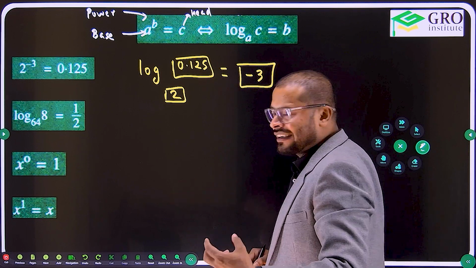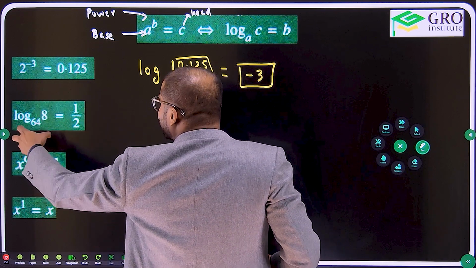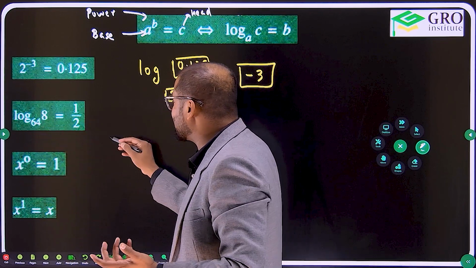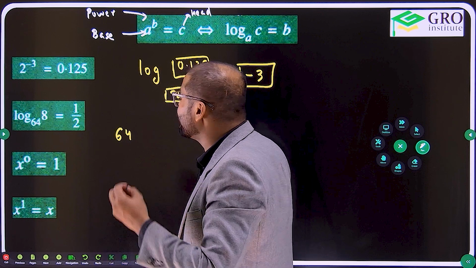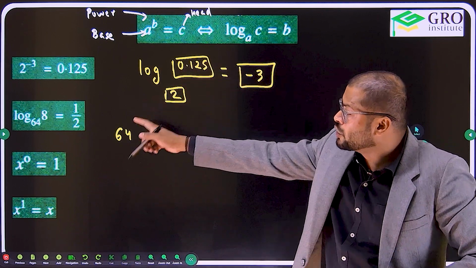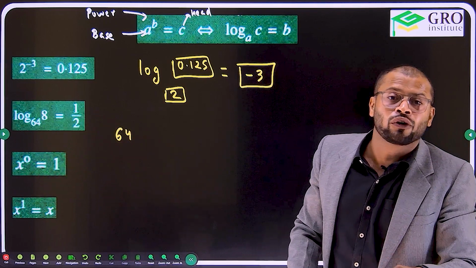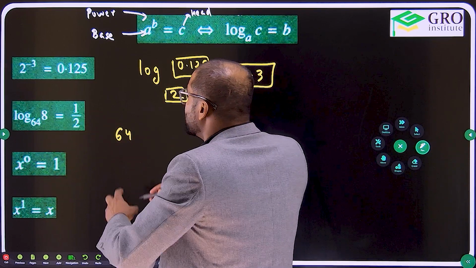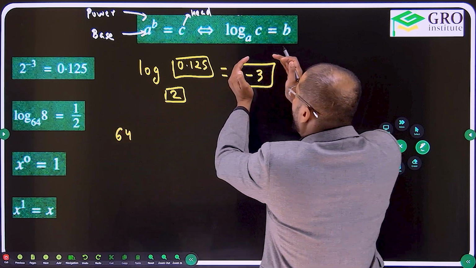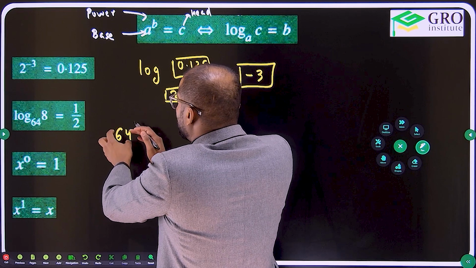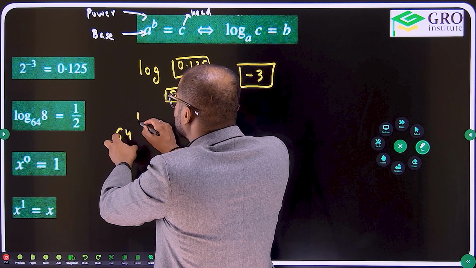Let's do some more practice. Let us convert this logarithmic form into exponential form. As I said, base will remain base. 64 will remain base. Earlier also 64 was base, here also 64 is your base. Now over here, what comes? Over here power comes. So this will remain power. Power is 1 by 2.